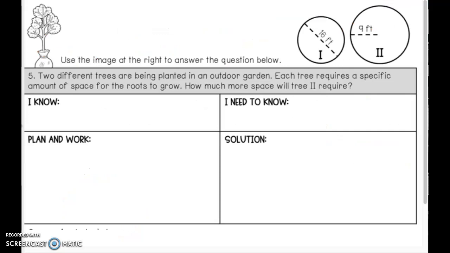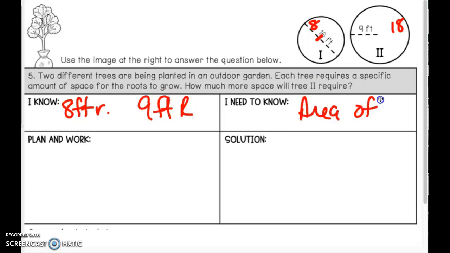All right, so we're going to use the images at the right. We have a circle with a 16-foot diameter. We have a circle with a 9-foot radius. And so we know the radius here is going to be 8. Now, let's see what we're going to need to know, or 18 is the diameter on that one. Two different trees are being planted in an outdoor garden. Each tree requires a specific amount of space for the roots to grow. How much more space will tree 2 require? So basically what we've got to do here is find the area of each of these. So we know we have an 8-foot radius and a 9-foot radius, and we just need the area of both.